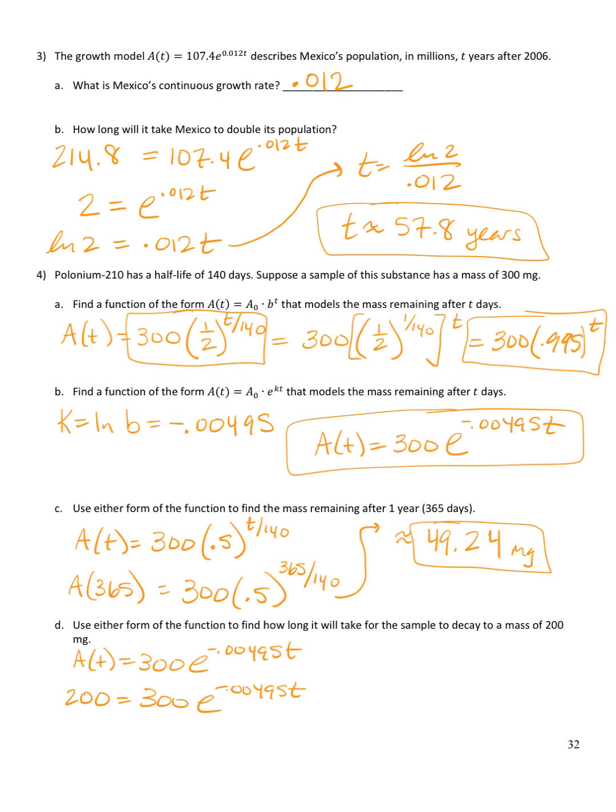Divide both sides by 300, and I have 2/3 equals e to the negative 0.00495 t. And then I'm going to take the ln of both sides. So the ln of 2/3 equals negative 0.00495 t. Divide both sides by negative 0.00495, and I get t is approximately 81.9 days.